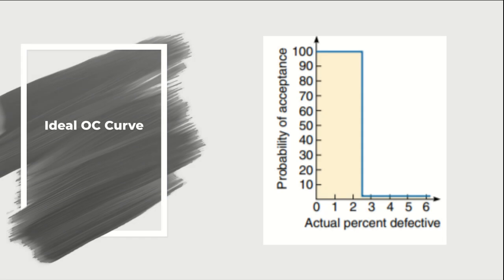So the ideal OC curve. As you can see, the x-axis is the actual percent defective, and the y value is the probability of acceptance. So this figure shows a perfect discrimination plan for a company that wants to reject all lots with more than 2.5% defectives and accept all lots with less than 2.5% defectives. Unfortunately, the only way to have 100% acceptance of good lots and 0% acceptance of bad lots is through full inspection, which can be very costly. So in reality, no OC curve will be step-like like this one.